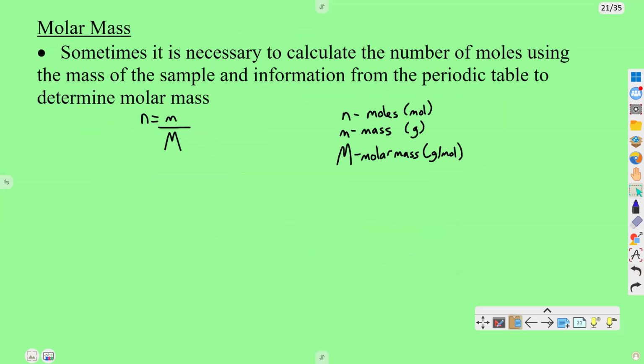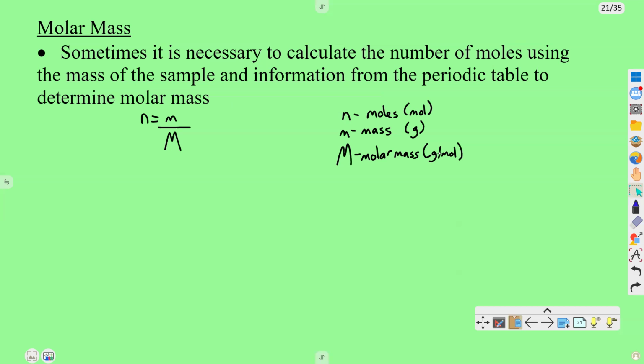Okay, now sometimes to find out the molar concentration, sometimes to find the number of moles, we actually need to find the molar mass. This is something you were taught last year, or should have been taught last year. So the number of moles equals the mass in grams divided by the molar mass in grams per mole. Now for elements, it's really easy.